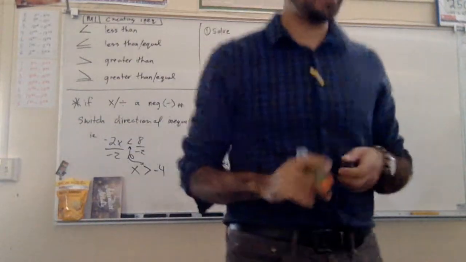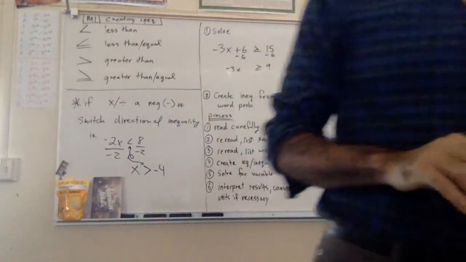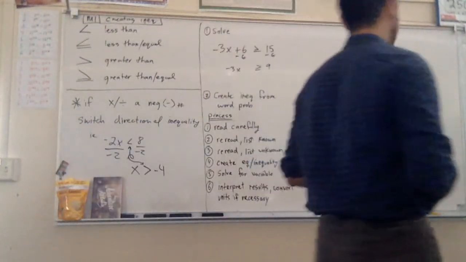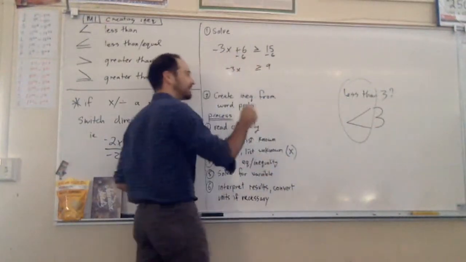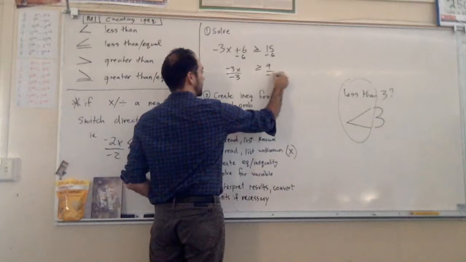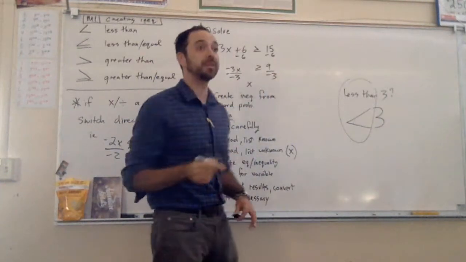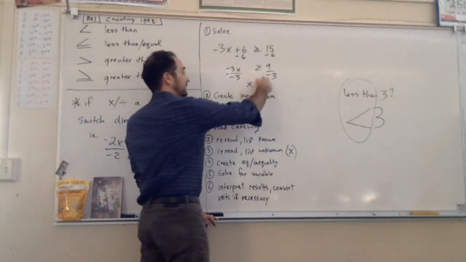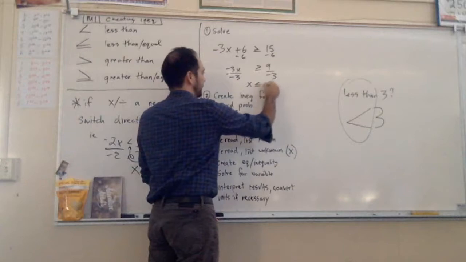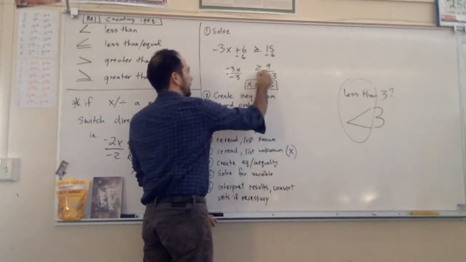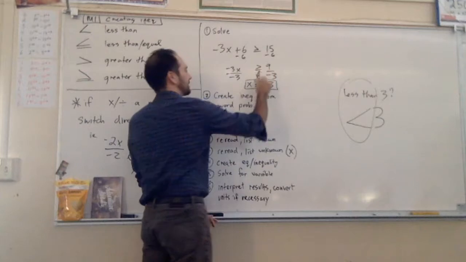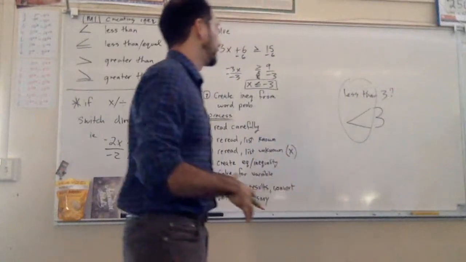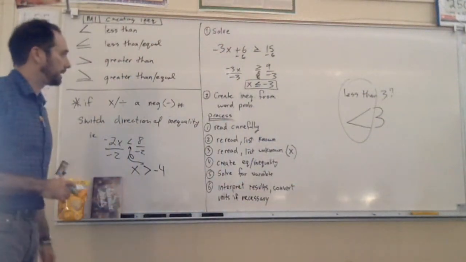Let's see. Who haven't I called on for a while? Daniel. I like that. -3. X is, Danny, what is it going to be? X is what? Oh, we just divided by -3. Oh, less than or equal to. No hesitation. That's perfect. Because, again, we do the switch of the inequality when we have a negative. No problem.